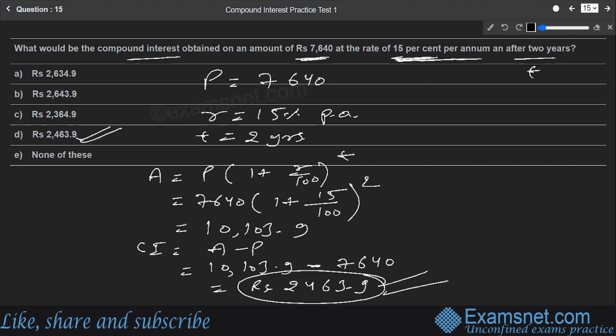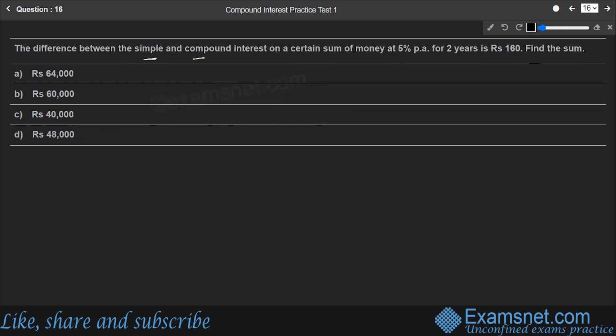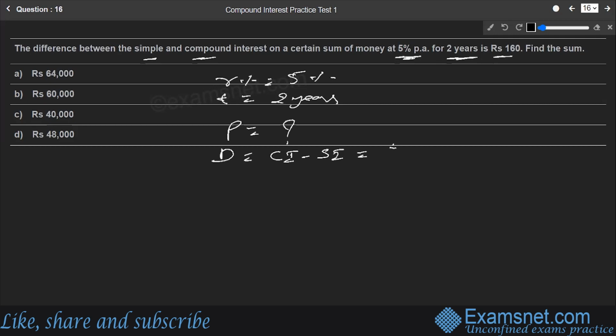answer. Okay. The difference between the simple interest and compound interest on a certain sum of money at 5% per annum for 2 years is 160. As they say, the rate percent value is 5% and the time value is 2 years. We are supposed to find out the principal, which is unknown. The difference between CI and SI, that is simple interest and compound interest, is given as rupees 160. For 2 years, we want the compound interest minus simple interest, when the principal is the same.